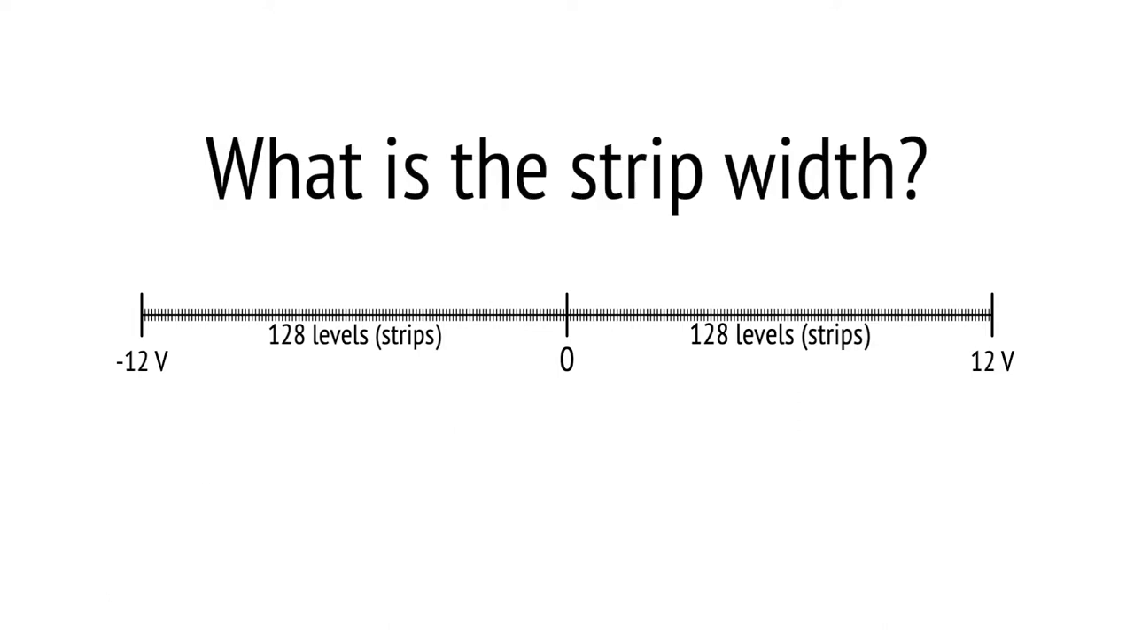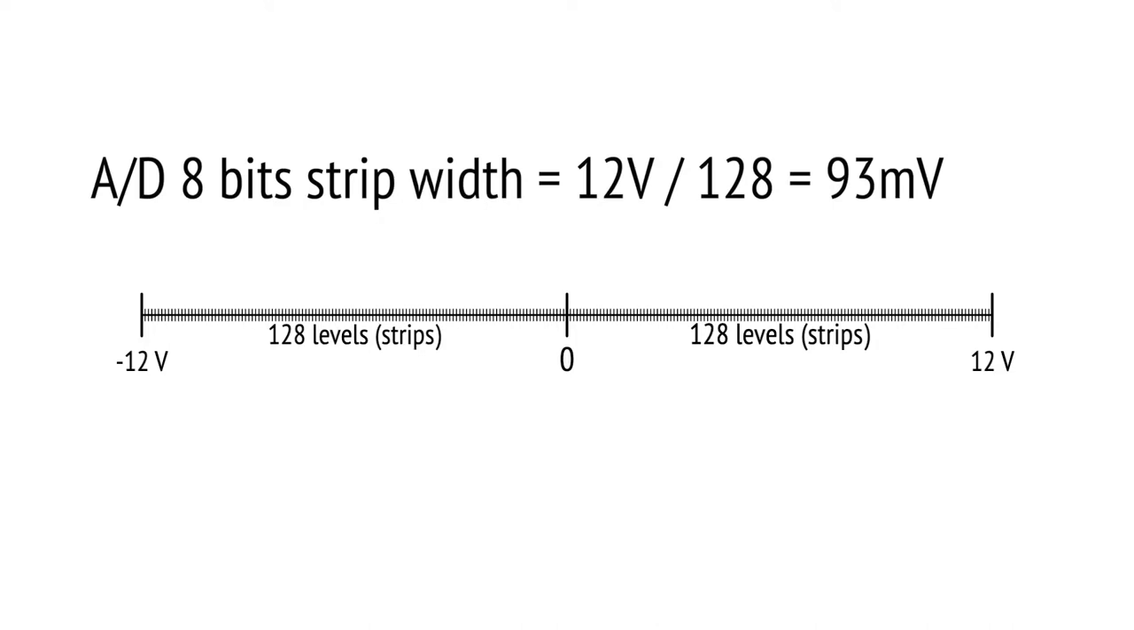What is the stripe width? It is 93 millivolts. It is almost 1 G. It is too much. It means that everything between 0 and 1 G drops to 1 stripe. Everything between 1 and 2 Gs drops to the next stripe. It is clear that 8-bit for the complete plus-minus 12 volts range is not the solution.